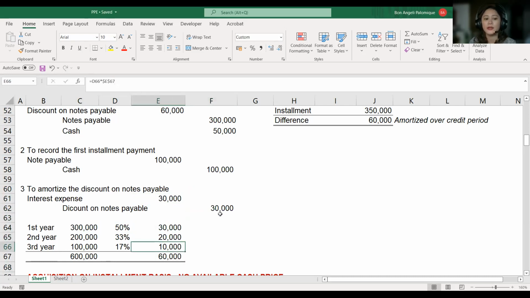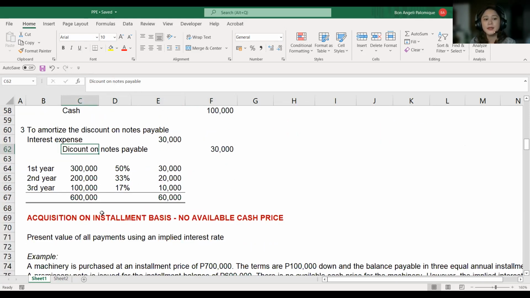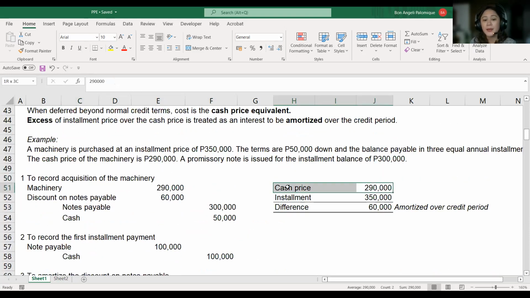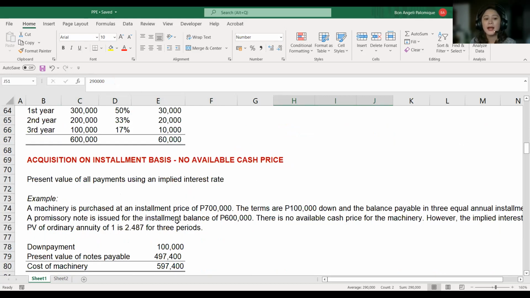Second year, 2010. Konti-konti mauubos yung discount, mapupunta sa interest expense. Next, paano naman pag walang sinabing cash price? Dito, di ba, meron siyang sinabing cash price. Paano pag walang nabanggit about cash price? Ang gagawin is, magkukumpute ka ng present value. Di ba, dahil lang walang cash price, magkukumpute ka ng present value.